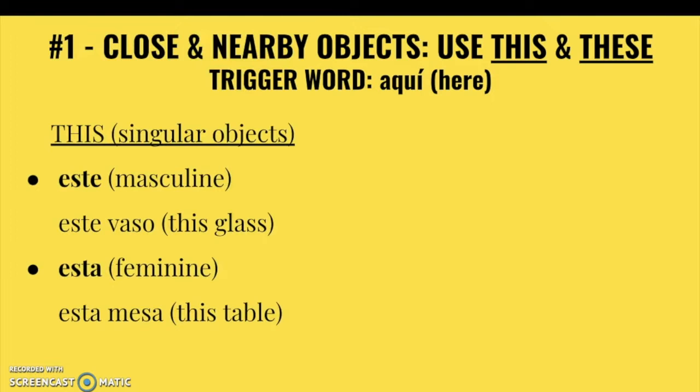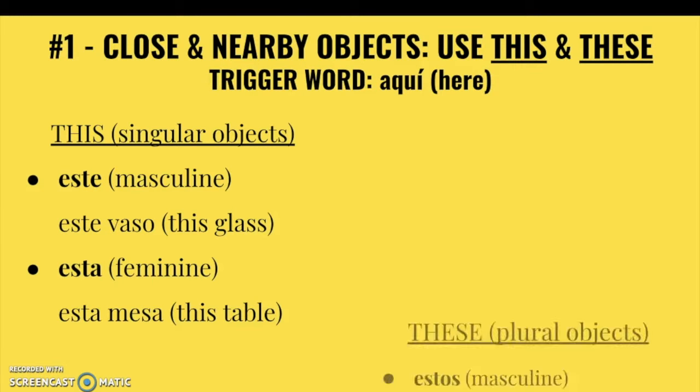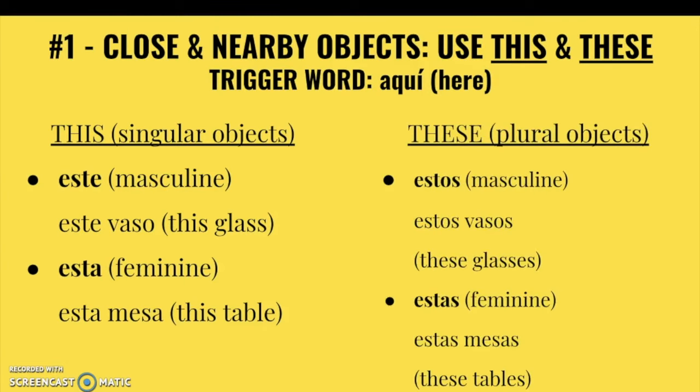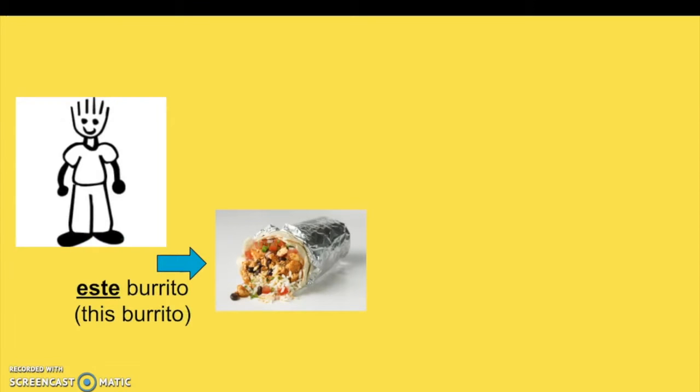For the words we can use, singular objects, the singular and masculine form, este vaso, this glass. The singular and feminine version, esta mesa, this table. For plural objects, if we wanted to say these, estos, for the masculine and plural version, estos vasos, these glasses. And then for plural and feminine, estas mesas, these tables. So, using our example from before, este burrito, this burrito.